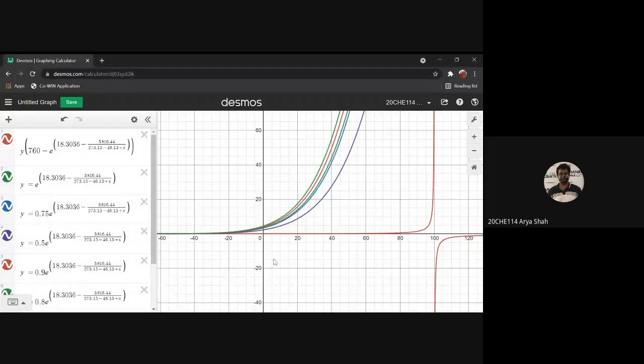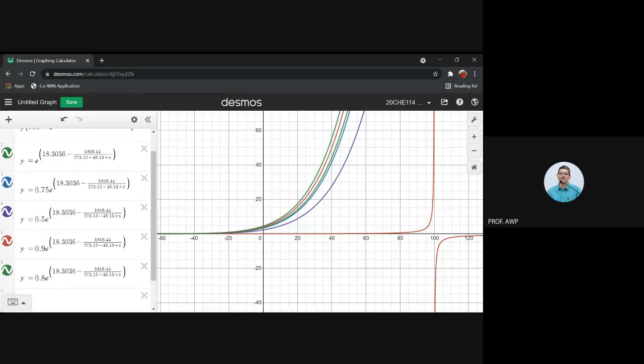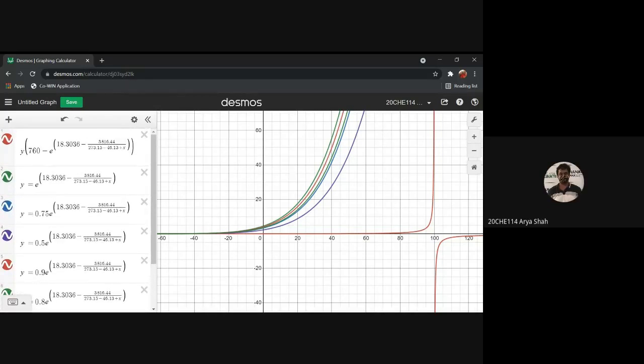So, is the screen visible? Yeah, it is. But what are these lines for? What is on the y-axis? Sir, the first green one is for 100% RH. The blue one is for 75% RH. The purple one is for 50% RH. Okay, so what is on the y-axis, humidity or vapor pressure? Vapor pressure, sir. Okay, so you can convert that into humidity now.